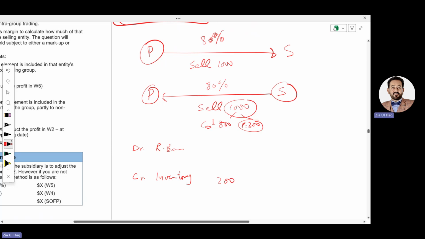But out of this 200, how much is the part of parent company? 80%. So we will debit retained earning 200 with 80%. That is 160. The remaining part is relating to non-controlling interest. So we will debit non-controlling interest 200 into 20%. How much will that be? 40.